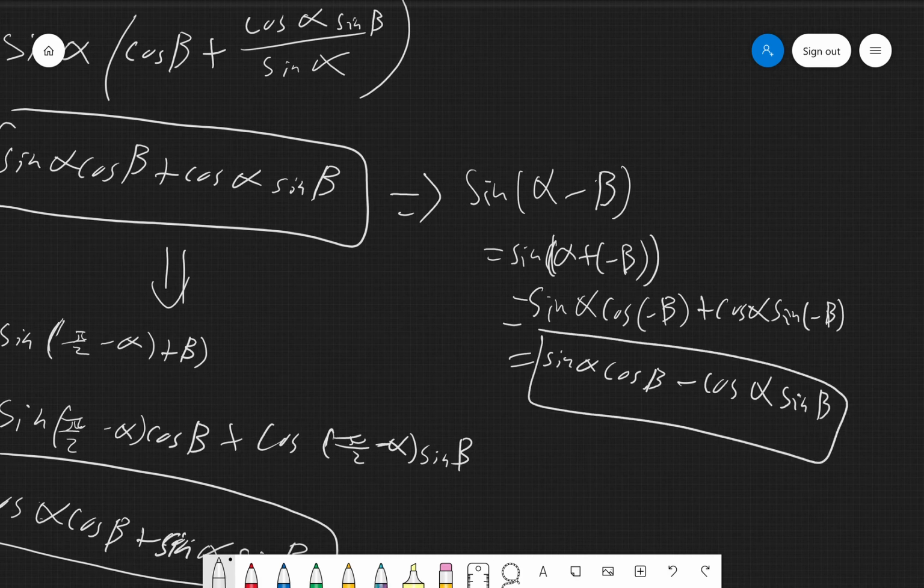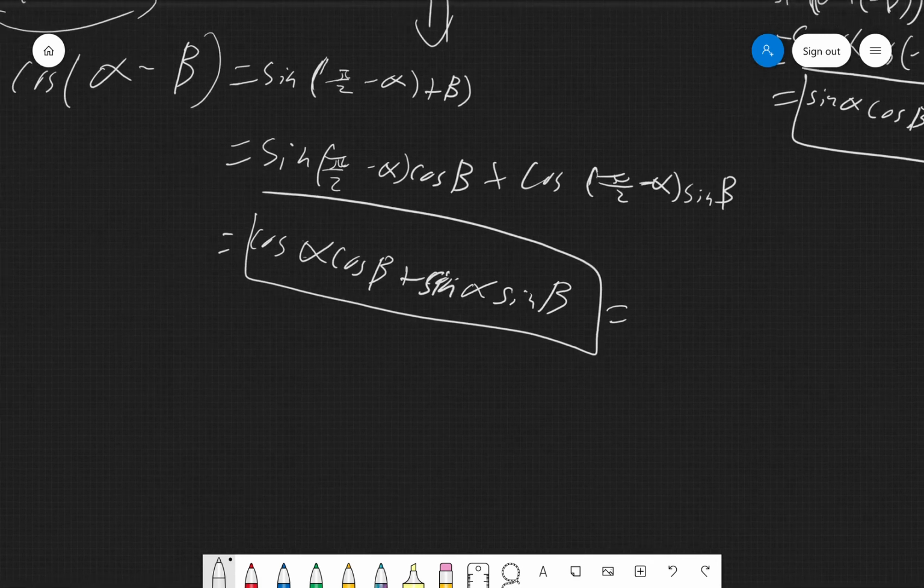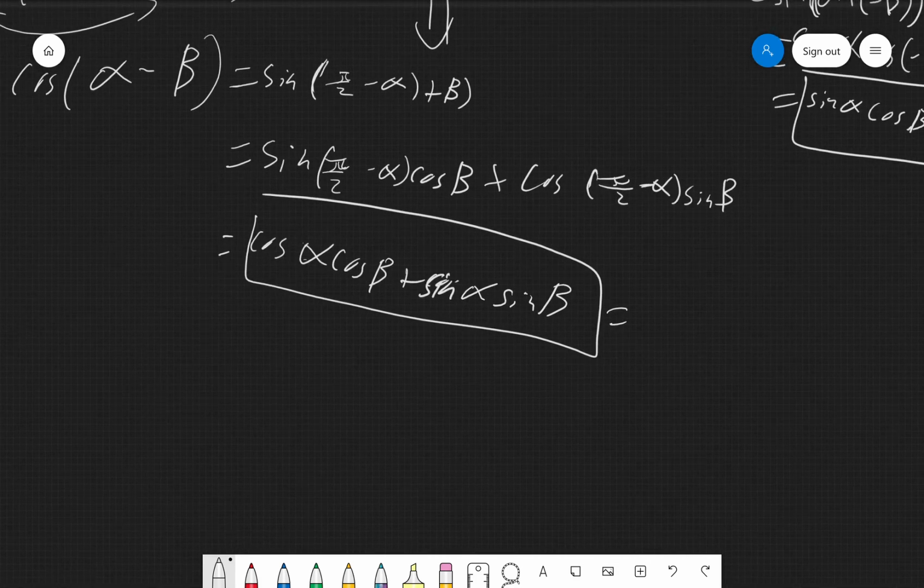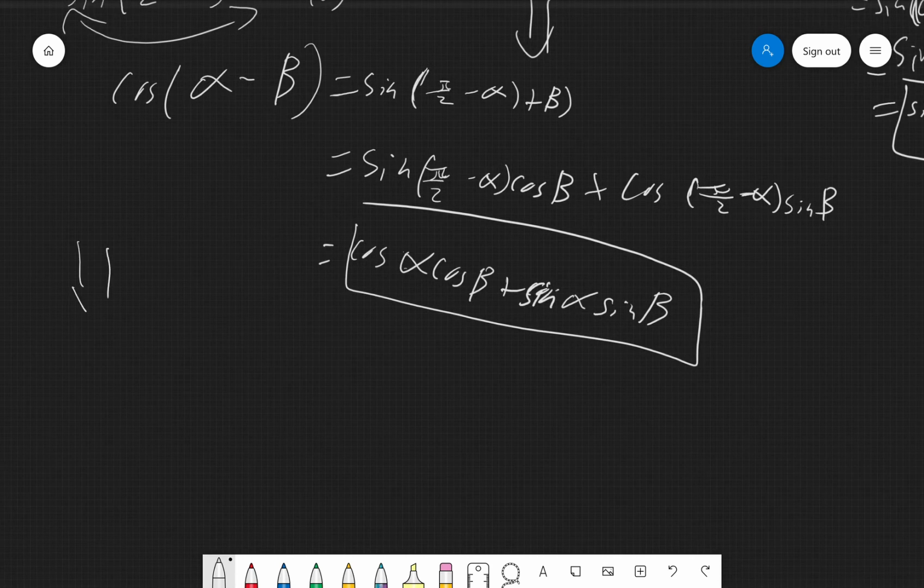There we go. Now the last thing is we're going to do cosine of a plus b. So now what we're going to do is go from here.